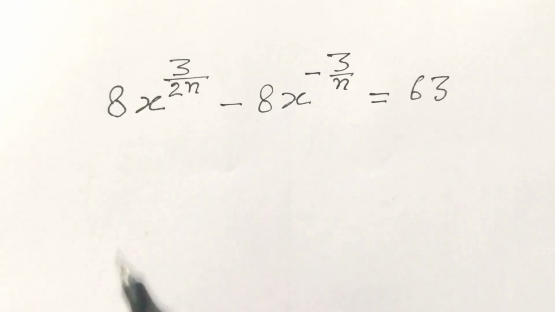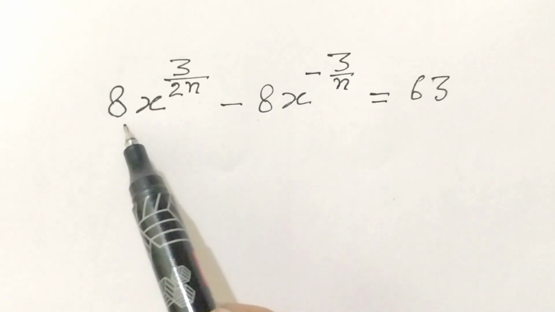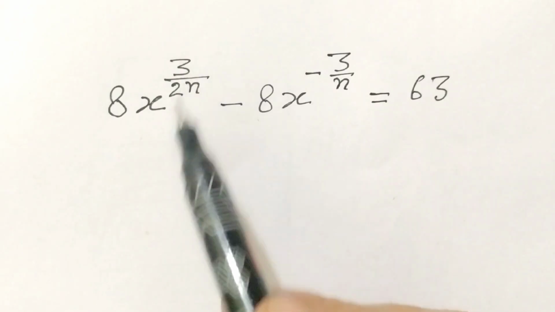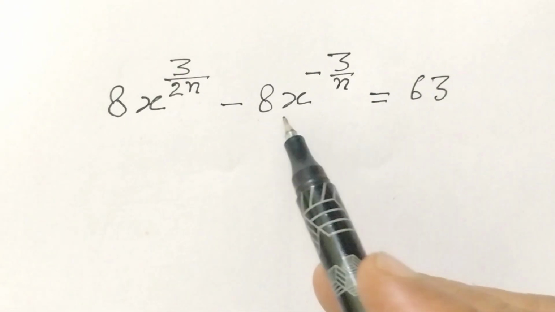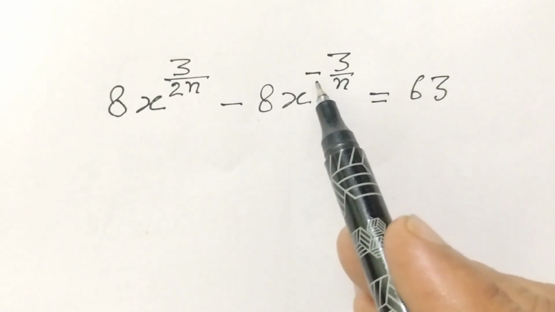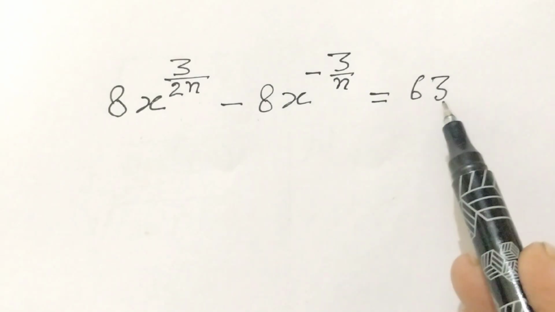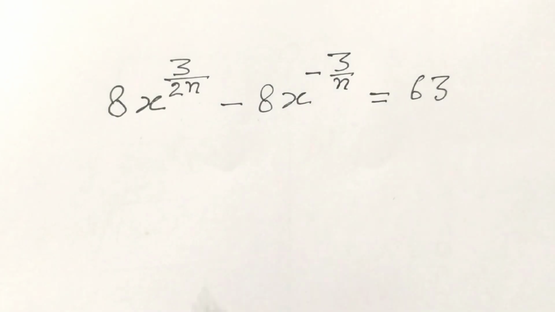Hi friends, welcome. Today we have a nice equation: 8x^(3/2n) - 8x^(-3/n) = 63, right? So how to solve this problem?